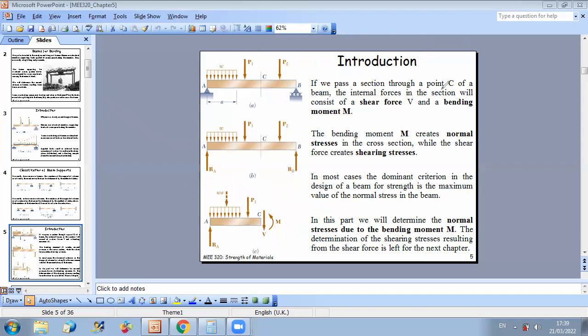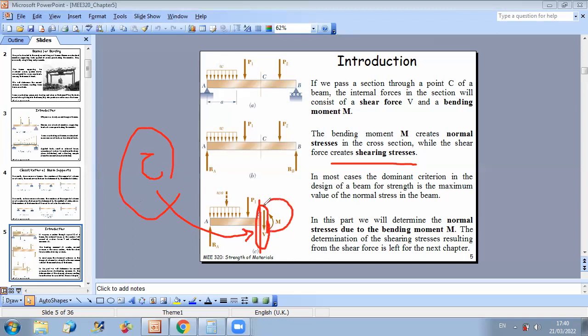The bending moment, as we know, will create normal stresses in the cross section, while the shear forces will create shearing stress. So whenever we have transverse loads, and we do any section, we'll end up with a total shear force V created by the shear stress distribution. And as we discussed, we'll determine in next chapter what is the shear stress distribution tau that will give me V. So this will be the scope of next chapter.